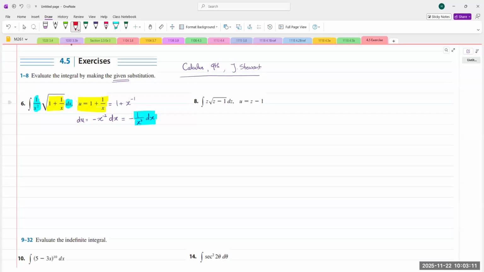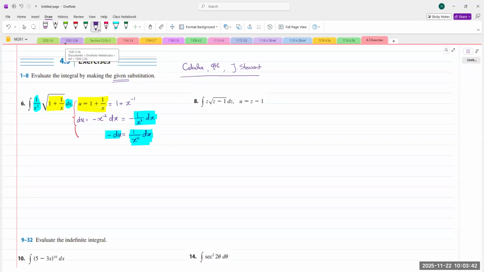So I will do the substitution later on, but before that, let's do some modification first. I need to rewrite that 1 over x squared dx. Notice that this is equal to negative du. So I will replace 1 over x squared dx with negative du.